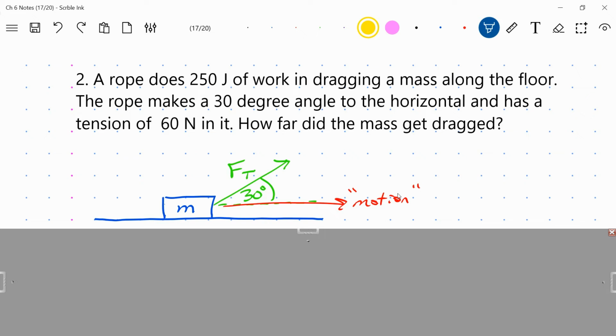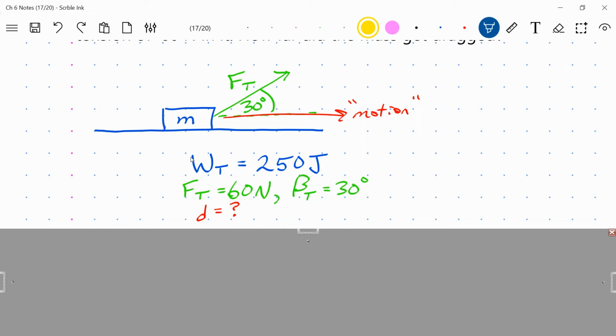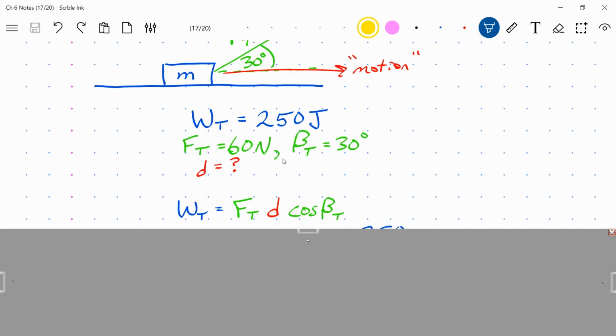That's useful to realize because this 30 degrees can now be interpreted as that beta angle, the angle between the force and the motion. So I basically said the work done by the tension force is known to be 250 joules. That was given in the question. The force of tension is given as 60 newtons. That angle beta in the work equation is known to be 30 degrees, as I just discussed. We're looking for the distance that it moved. So pretty simple equation, especially if you list off in this given unknown format, that this is a nice application of the work equation itself.